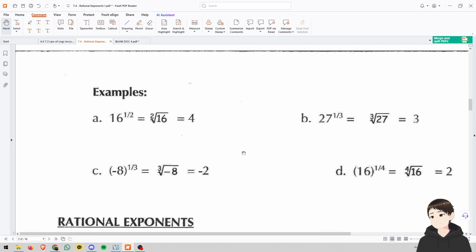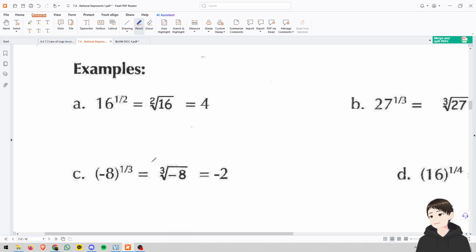Okay. So here's an example. Ready? 16 to the power of 1 over 2. Notice how the denominator is a 2. That means it's going to be a square root. In other words, this is equal to the square root of 16, which is going to be a 4.